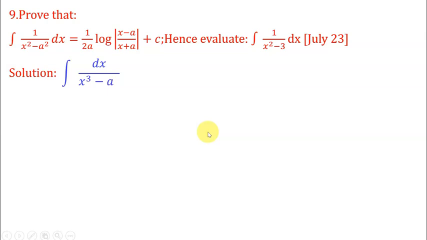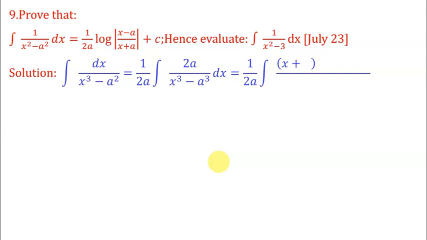Now the solution. Here I will write the integral, instead of a, I will write here a square. Therefore, the integral dx upon x square minus a square. I will repeat here, adjust 2a to the numerator and the denominator, that is 1 upon 2a integral 2a upon x square minus a square dx. Therefore 1 upon 2a is as it is.